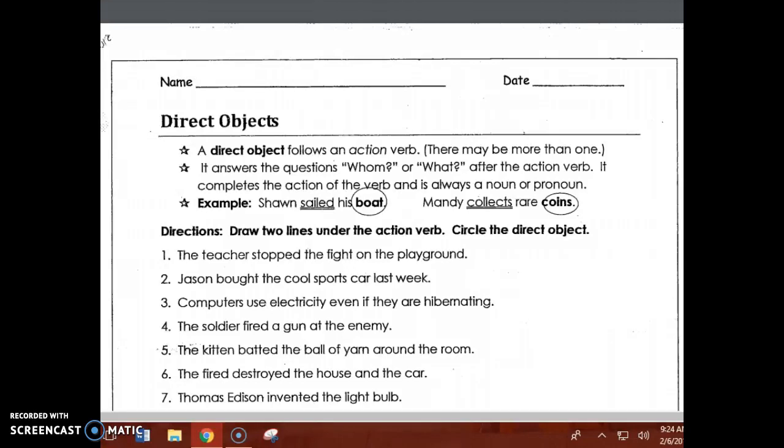Today you will take your Direct Objects test for Language Arts. Make sure you put your name and your class number at the top of the page. The date's not quite so necessary as the class number.